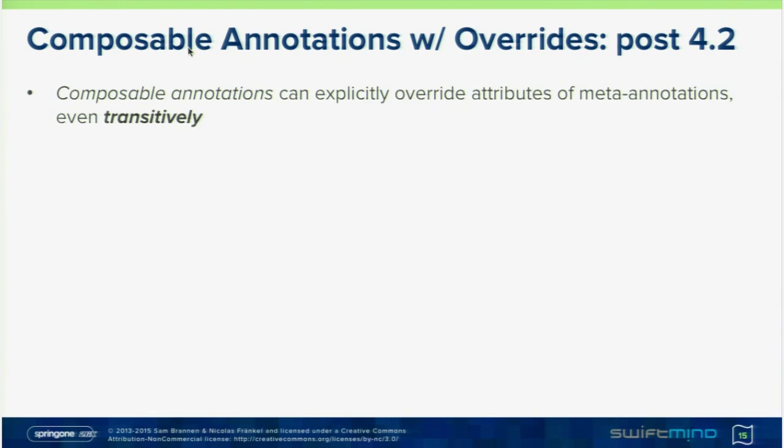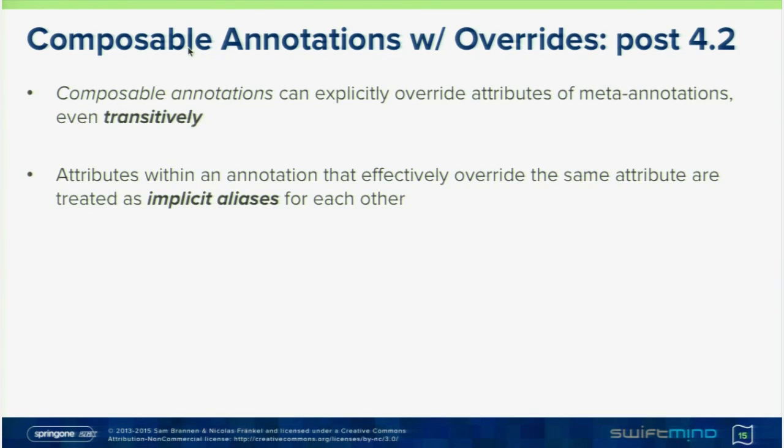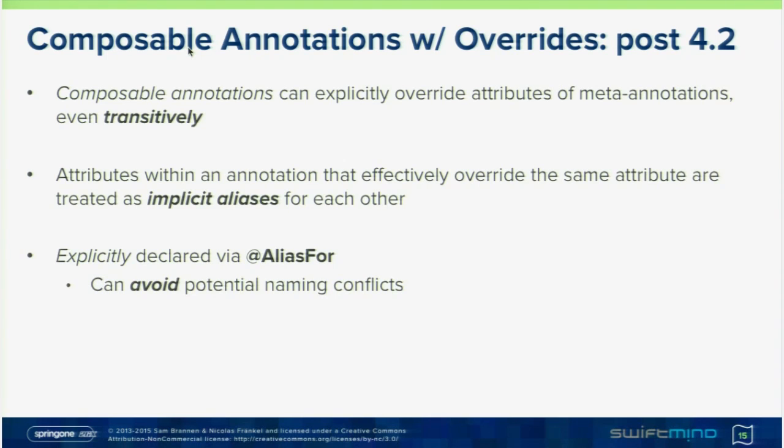And now post 4.2, with the use of @AliasFor, we can have composable annotations that explicitly override attributes and meta annotations, even transitively over multiple arbitrary levels in the annotation hierarchy. And any attributes that effectively override the same annotation attribute will be considered aliases as well, just like with @AliasFor within an annotation. So with this, we can also avoid these potential naming conflicts because we can be explicit. And in fact, we can override the value attributes. That adds some new features. Things like Spring Boot, for example, are taking advantage of that in their testing annotations there.